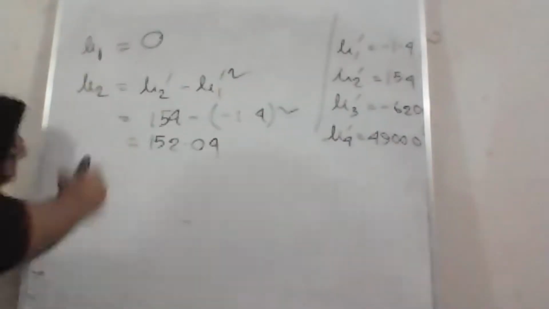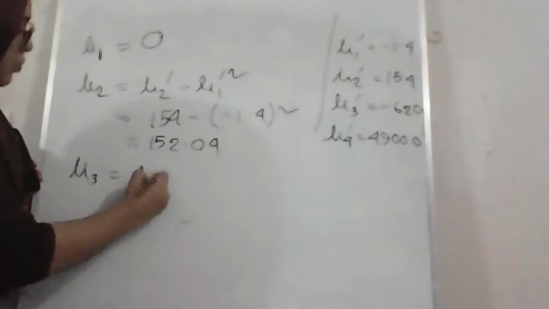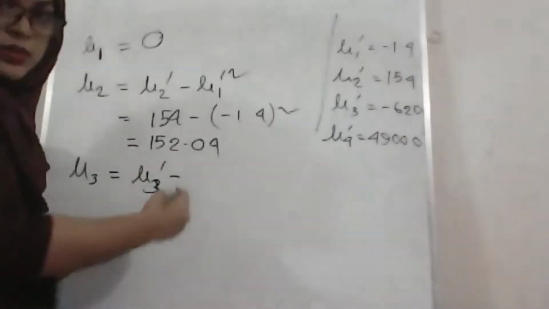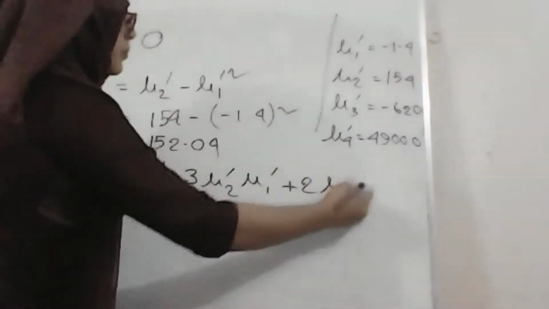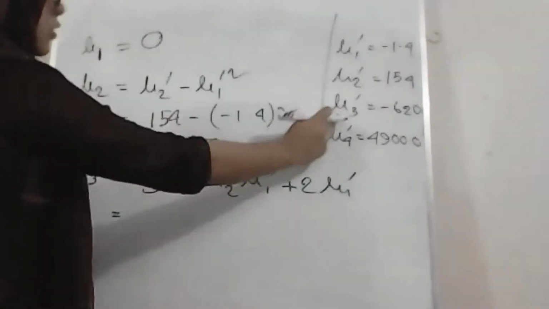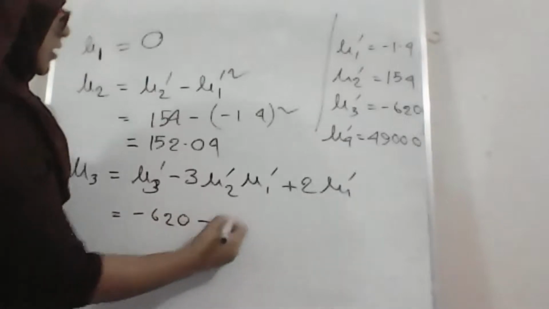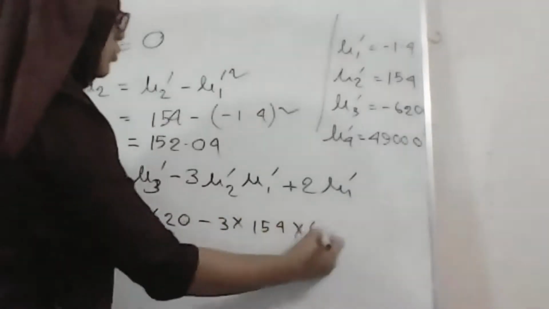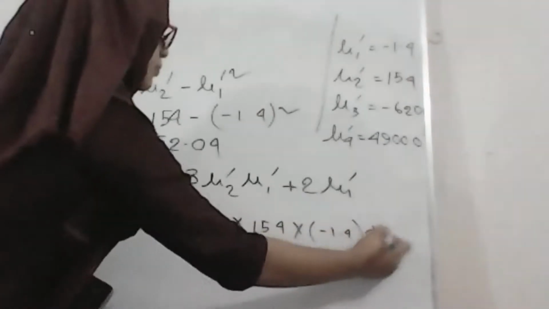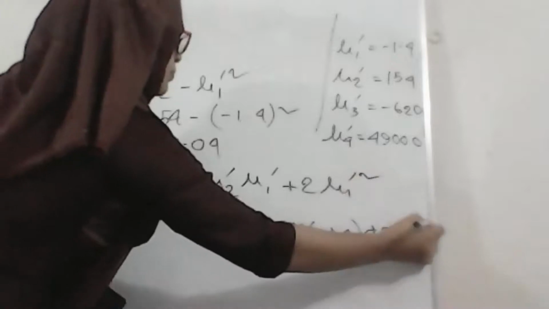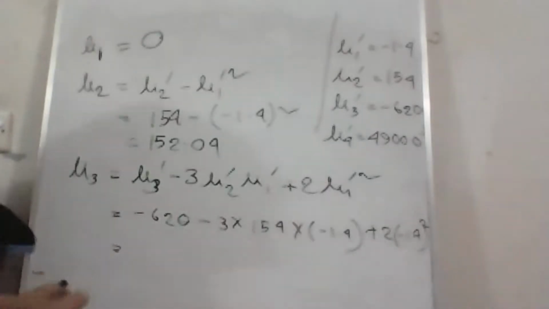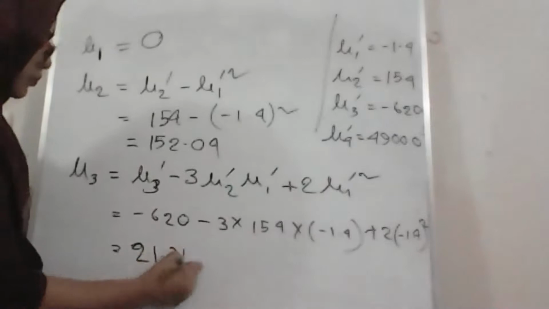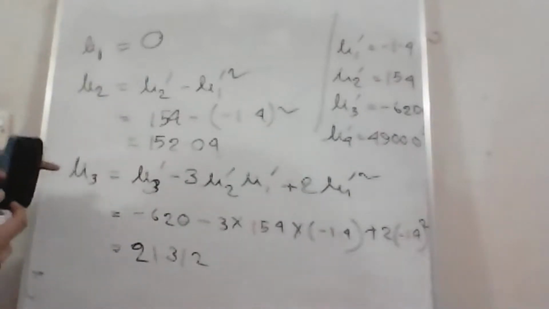So this is the second central moment, and the third central moment is equal to the third raw moment minus... So what is the third raw moment? Minus 620 minus 3 into 1.4 into... So after calculating this, it will be 21.313. This is the third central moment.